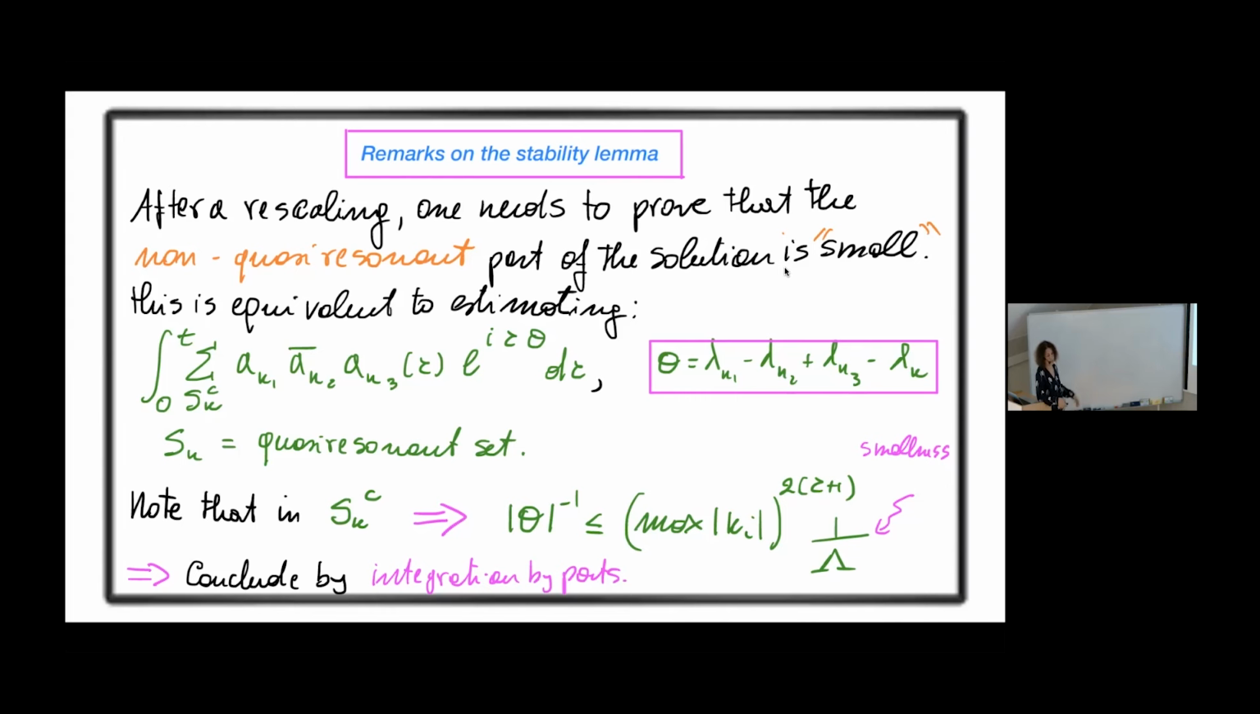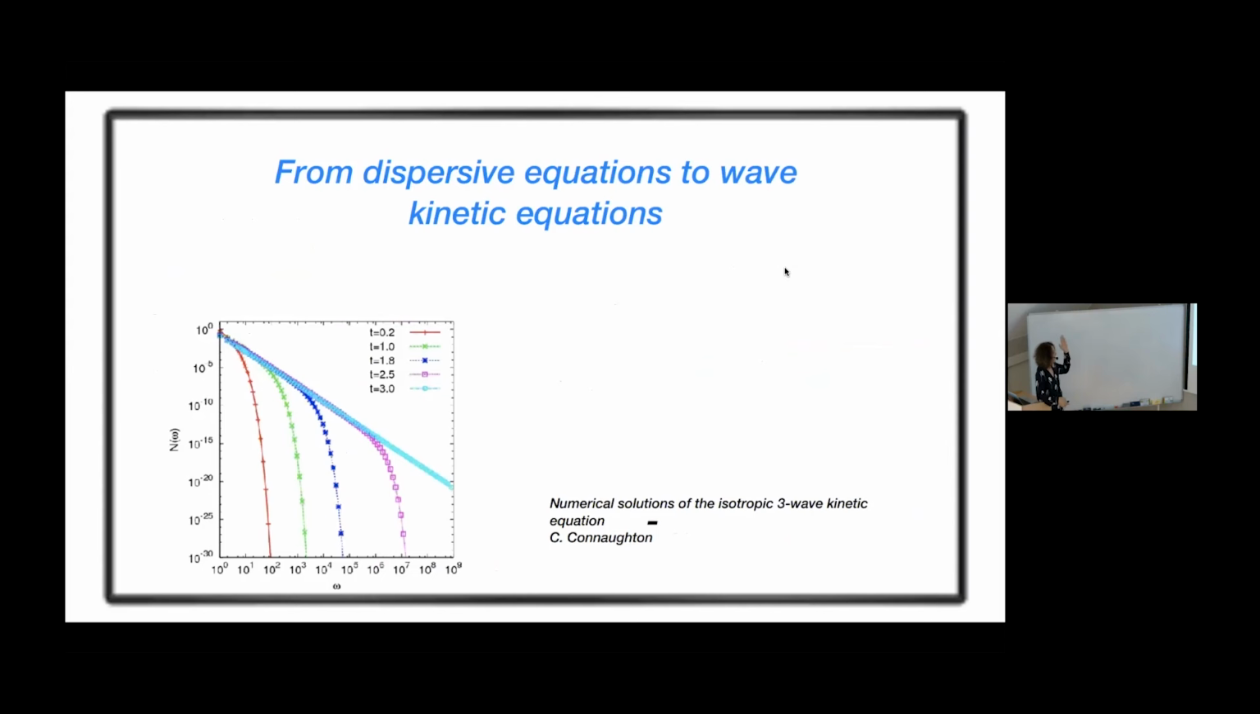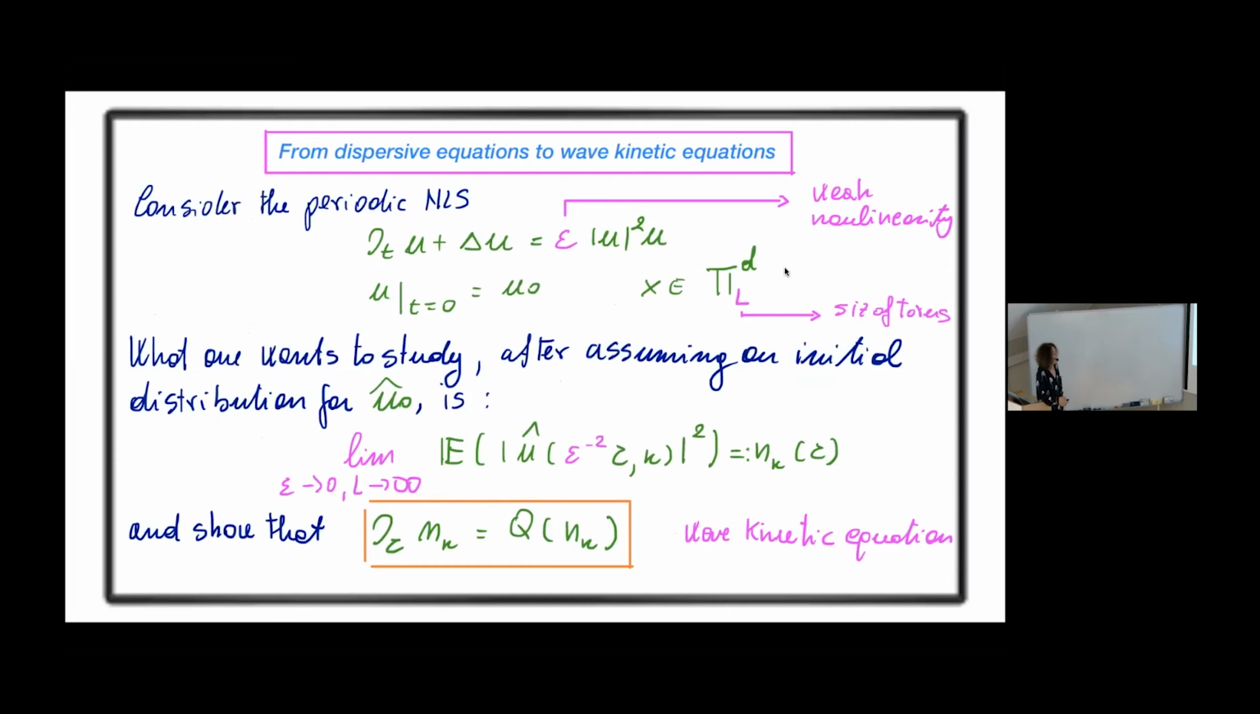Okay, I'm going to stop here for the part that has to do with the polynomial bounds, and now I want to briefly, in the next 10 minutes, talk about going from dispersive equation to kinetic wave equation. A lot of this was already mentioned by Chanel, so I'm going to go fast. This is the NLS. Epsilon is the weak nonlinearity. You already encountered the parameter L, and luckily we use the same letters. L is the size of the torus.